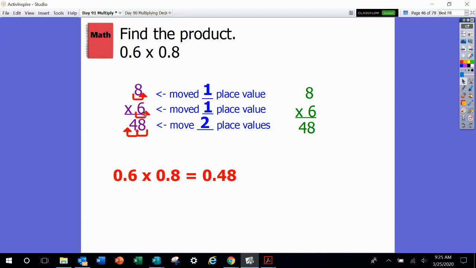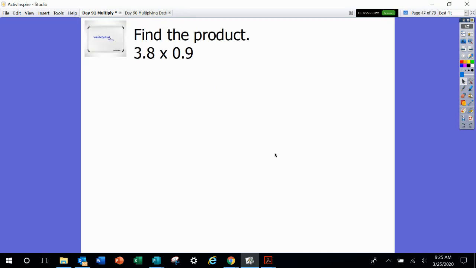I have 1, 2 numbers behind the decimal point total in my problem. I have 1, 2 numbers behind the decimal point total in my answer. I already know the math behind that. Here I'm multiplying by 10. Here I'm multiplying by 10. When I put the decimal point back in, I divide by 10. I divide by 10. The math is there. The trick just cuts out the extra work.